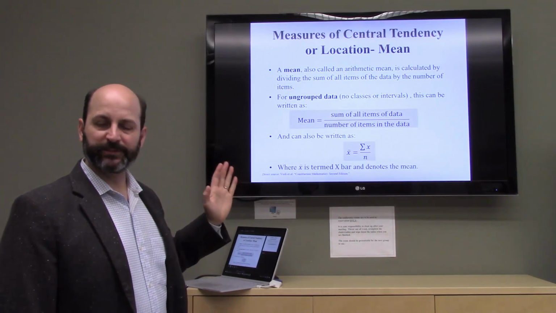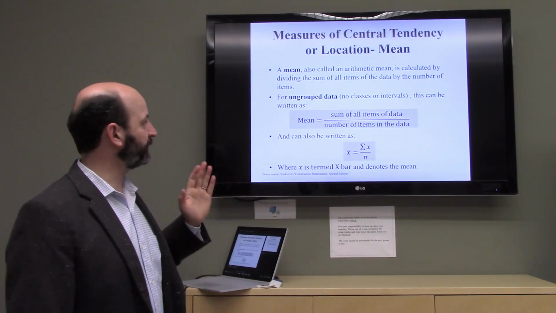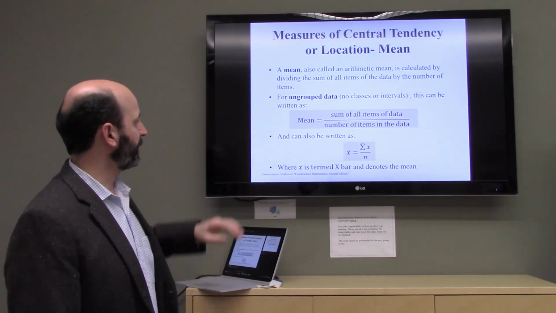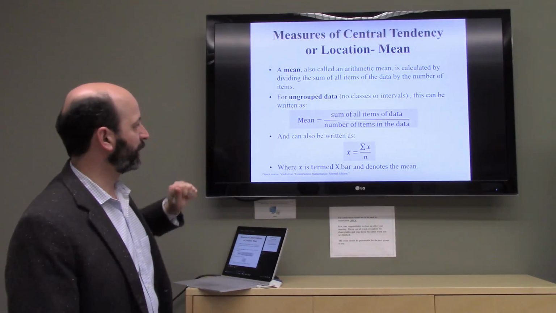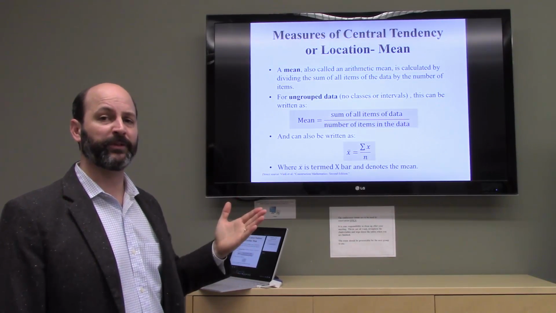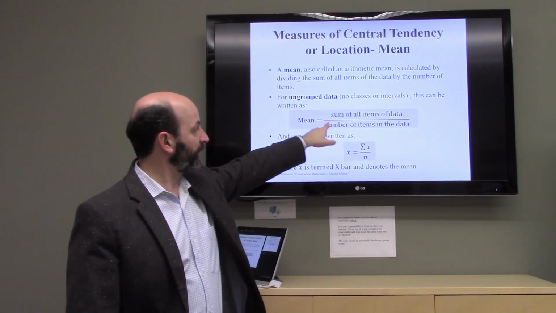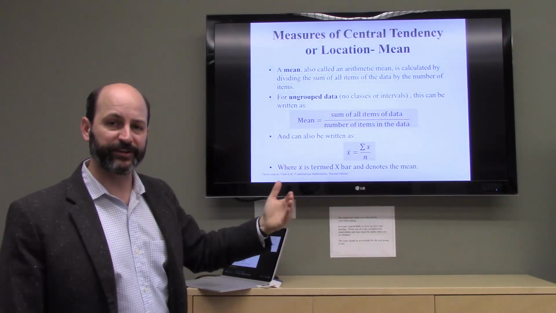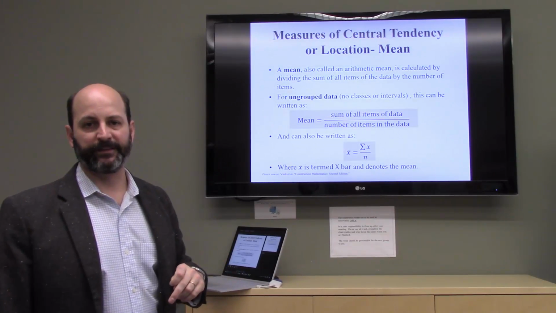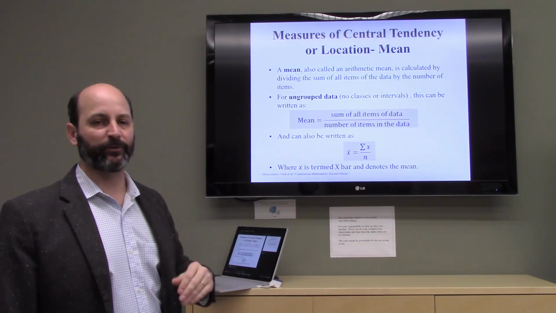The mean, which I mentioned before, is also called the arithmetic mean, and is calculated by dividing the sum of all items of the data by the number of items. For ungrouped data, in other words, where there are no classes or intervals that we're using, and in the previous lecture we went through an example of ungrouped data, you write the mean as the sum of all items in the data, or all observations possibly, divided by the number of items in the data. So it would be adding up all of the items and dividing by the total number.